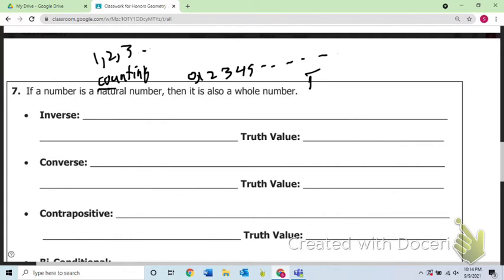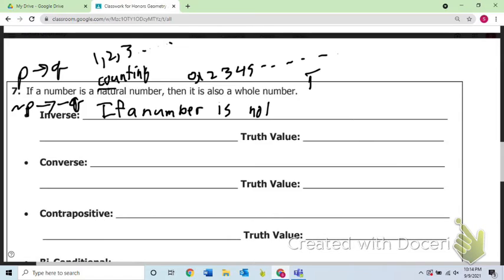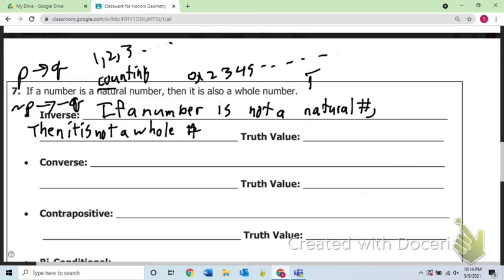So remember that the conditional here is if P, then Q. The inverse is if not P, then not Q. And so that would be, if a number is not a natural number, then it is not a whole number. Well, the problem with that is 0.